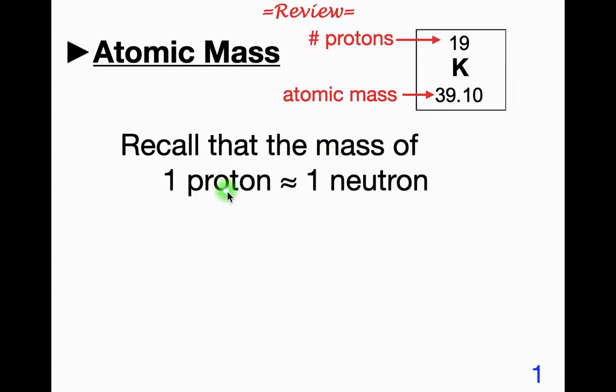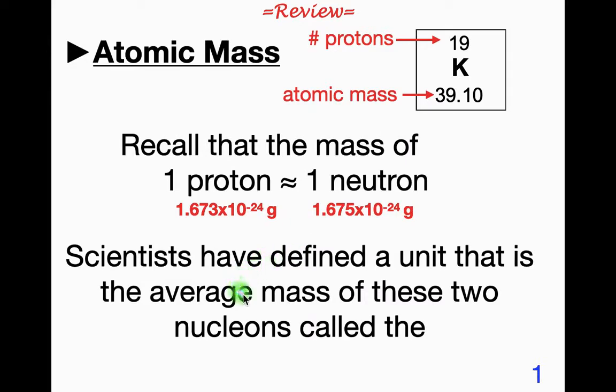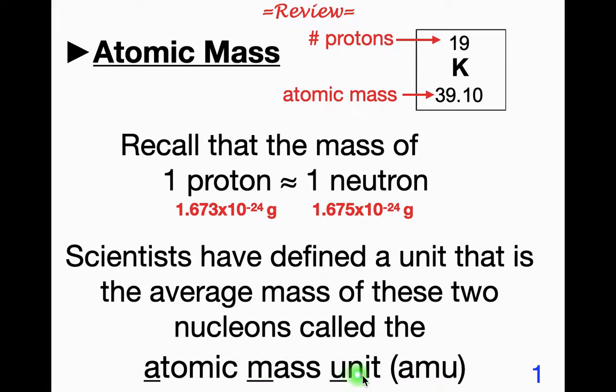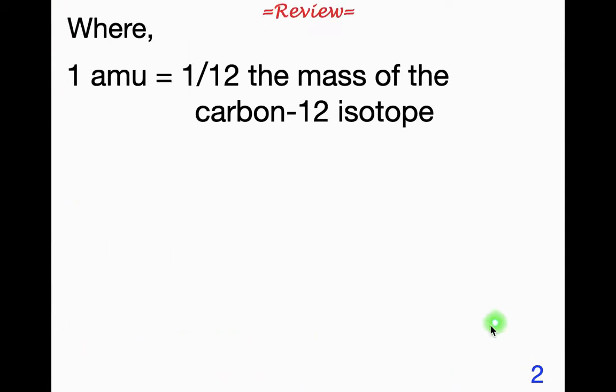Recall that the mass of one proton is approximately the mass of a neutron. From your notes last time, you wrote down the actual amounts in grams, and you can see that a neutron is ever so slightly more massive than a proton. Scientists have defined a unit that is the average mass of these two nucleons, called the atomic mass unit, or AMU. In recent years, it's been abbreviated even further to just U, so sometimes you'll just see U. Where 1 AMU is equal to 1/12 the mass of the carbon-12 isotope.